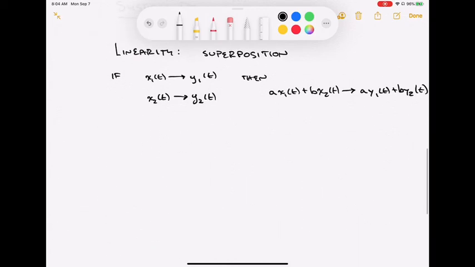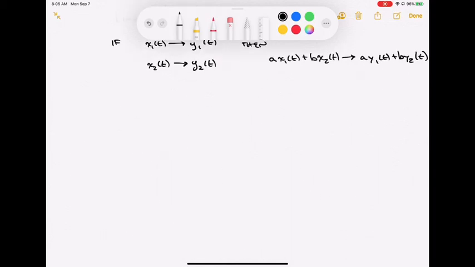There are some other ways of looking at this. I've shown a more mathematical description. If x1 goes to y1 and x2 goes to y2, then a x1 plus b x2 goes to a y1 plus b y2. If you can show that's true, then you know it's linear. It can also be looked at from a graphical standpoint.